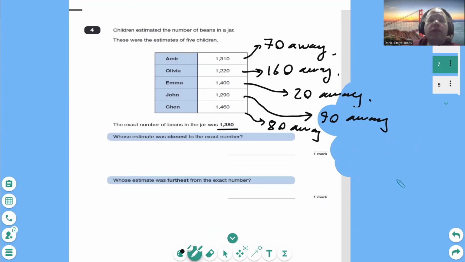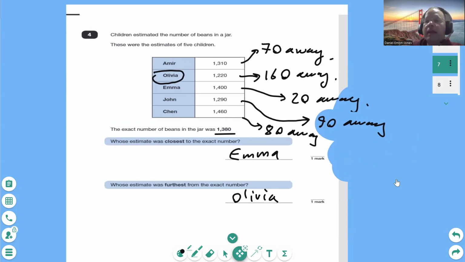Anyway, whose estimate was closest to the exact number? It was Emma, wasn't it? Whose estimate was furthest from the exact number? Bless her, it was Olivia. She was way off. So you might find you can do these in your head, which is great. You're just going to look at them and you'll just work them out in your head. Fabs. And the more you do, the better you'll get.